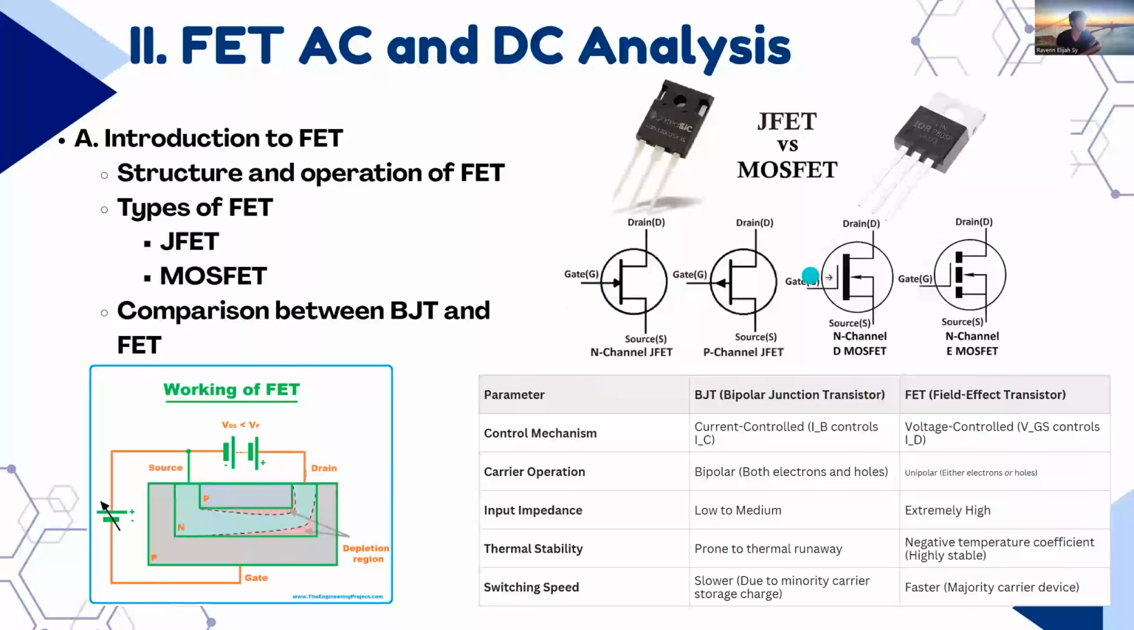The gate terminal. So for BJT, current is applied at the gate or base, but for FET, it is by voltage, because the control gate is insulated or reverse biased. The input current is negligible, giving an extremely high input impedance.